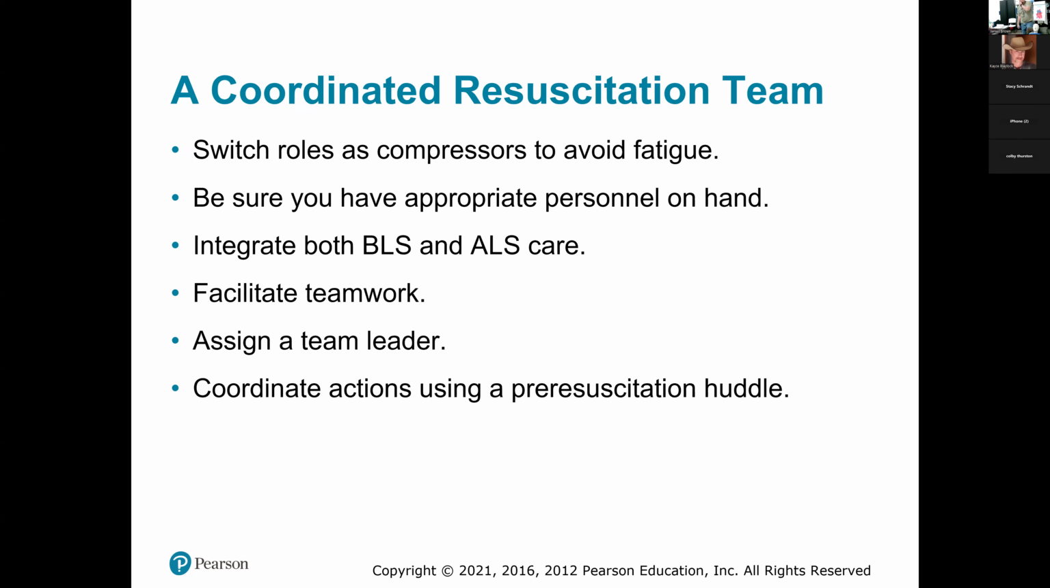Switch roles as compressor to avoid fatigue. Be sure you have appropriate personnel on hand. BLS and ALS care is what works the best. Facilitate teamwork. Assign a team leader. Team leader is going to be your most experienced medic on scene. So if it's between Bradley and Bridger and they're running the call, Bradley has been doing it a little bit longer than Bridger, so Bradley's going to be team lead. Okay.